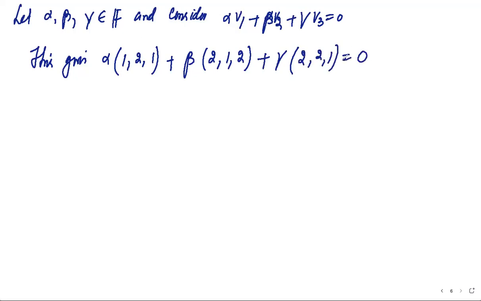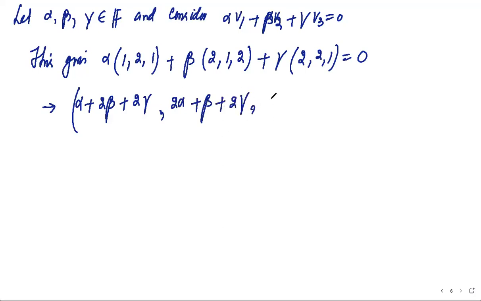This is equal to 0. तो यहाँ से असल में हमें क्या मिलेगा? And this gives, now first coordinate is alpha plus 2 beta plus 2 gamma. The first coordinate. Second is 2 alpha plus beta plus 2 gamma. And the third coordinate is alpha plus 2 beta plus gamma.